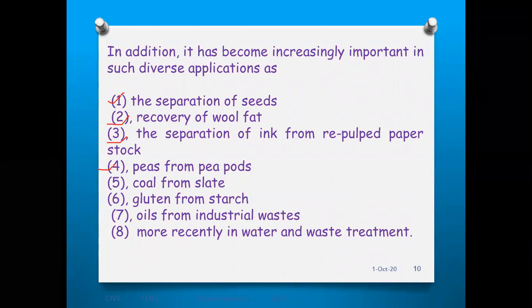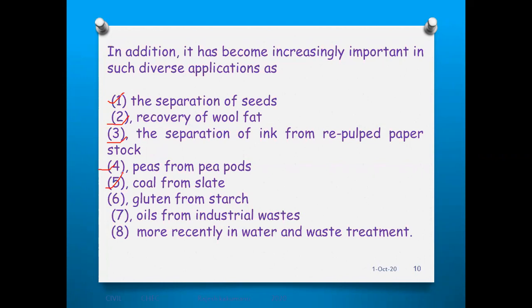There is also another application where this flotation process is used. Next, gluten from the starch. These are the food grade elements where the starch is removed from the gluten. Next, oils from industrial waste. The next application where this flotation process is used is oils from industrial waste.